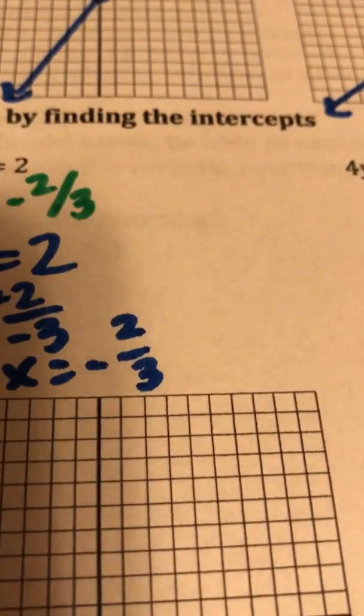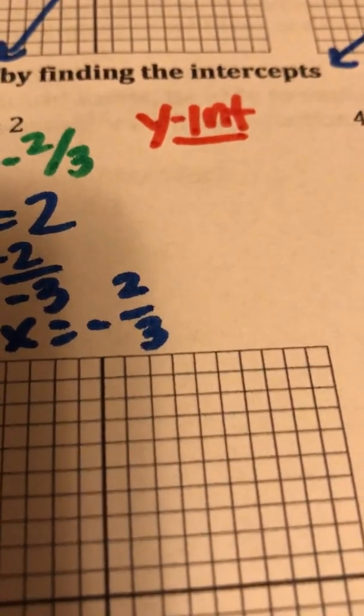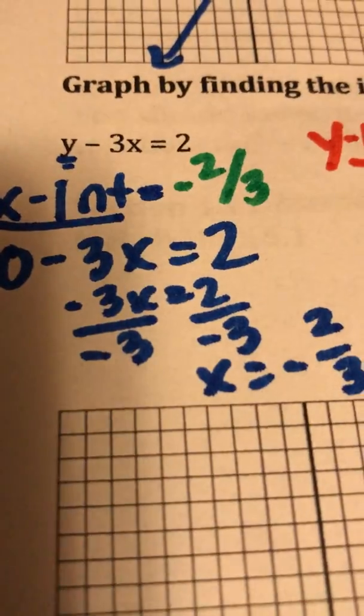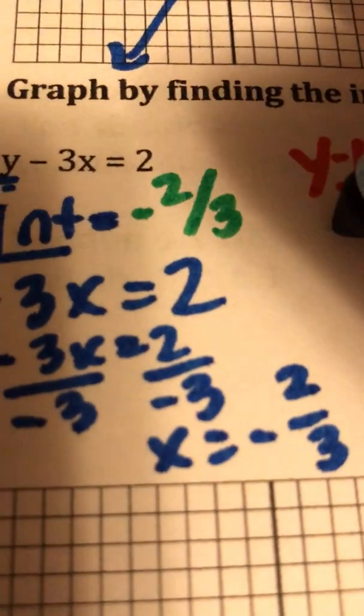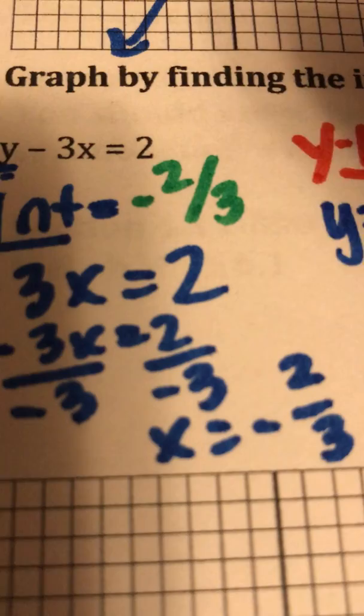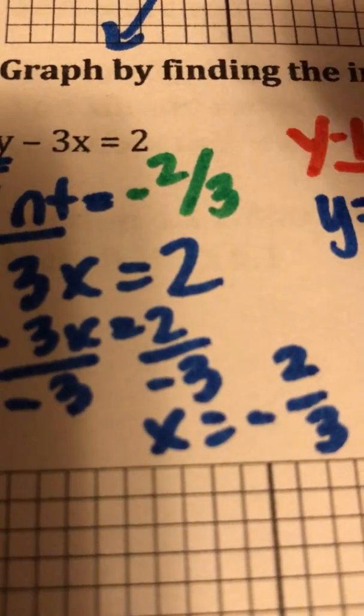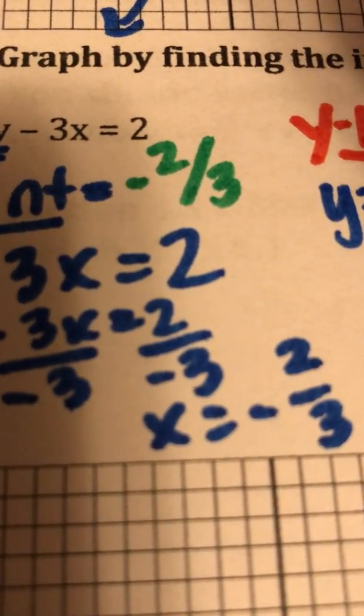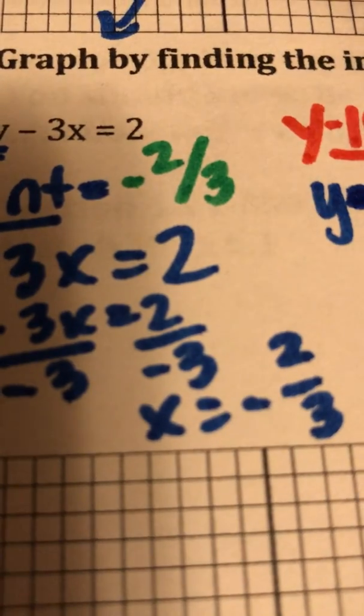Now, to find our y-intercept, we do pretty much the same thing, except we're going to set x equal to 0. So we have y equals negative 3 times 0. Oh, sorry. Y minus.